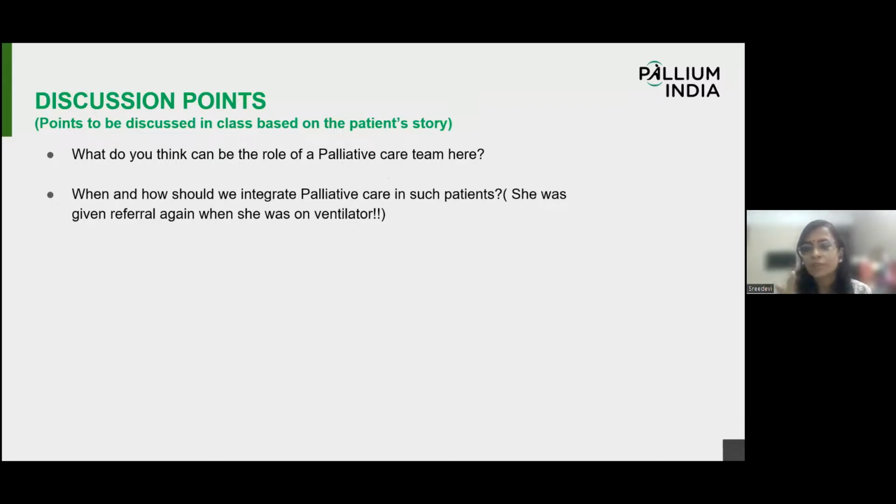So there were 2 referral points for this patient. Initially, she was referred to us by the respiratory department in the medical college when she was breathless at home, and where they were not able to manage the finances and they were not understanding the prognosis. The second referral was from a private hospital when she was totally on a ventilator. So these were the 2 points of referral, but unfortunately they were still on high hopes, and she died on the ventilator. She was away from her husband. She died a few months back.